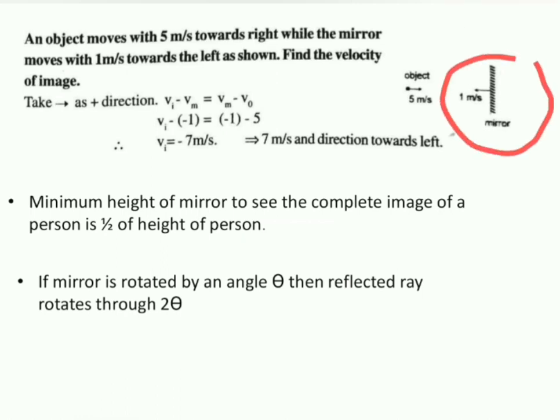So Vi minus minus of 1 should be equal to minus of the object's velocity. Velocity of object is 5 in positive direction. So Vo value is 5. Substitute the values, we get velocity of image as minus 7 meter per second. What does that minus sign indicate? We took positive sign for I cap direction, negative sign for minus I cap direction.